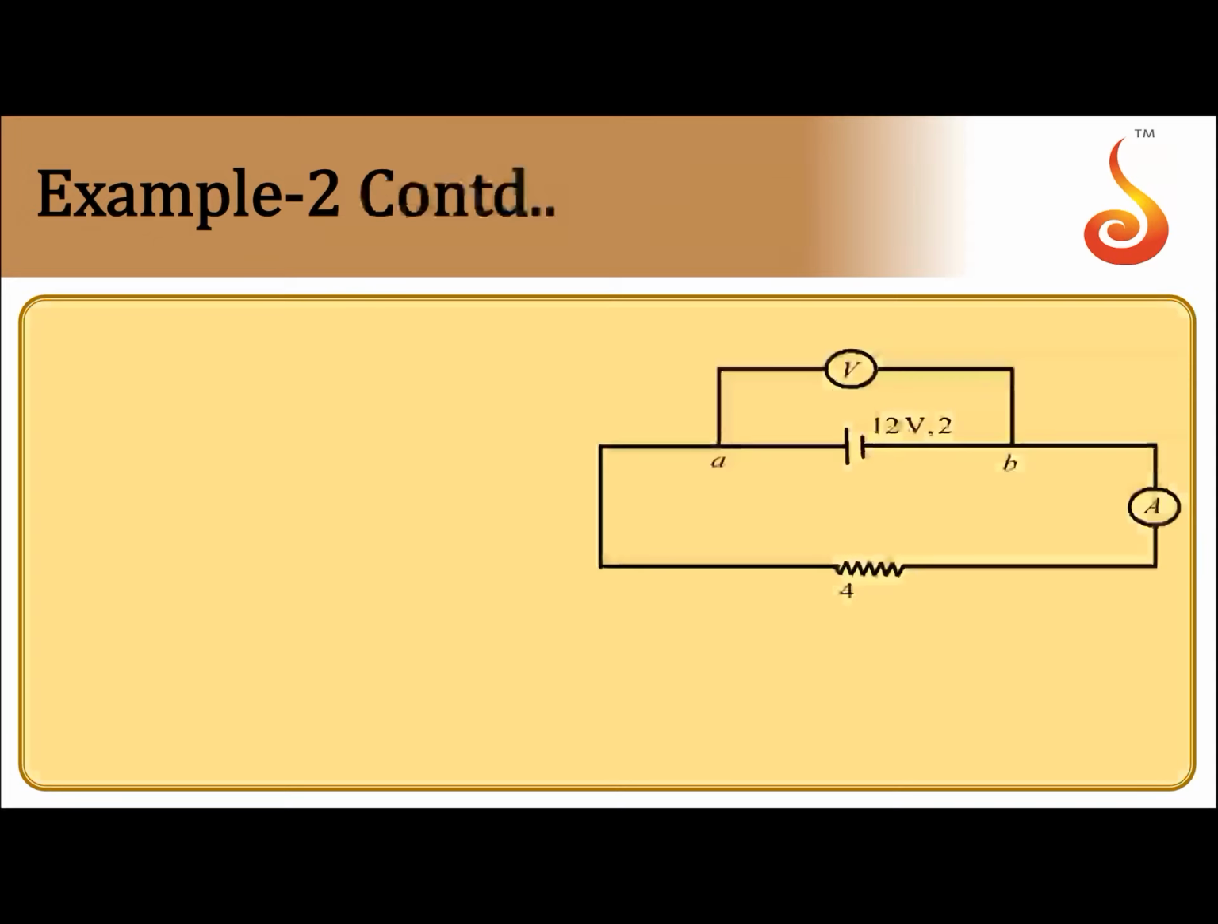So let us consider the first case. This is case 1, where voltmeter is connected across the cell. So this is the ideal ammeter, ideal voltmeter. 4 ohm is the resistance, 12 volt is the EMF, 2 ohm is the internal resistance of the cell. Now the potential difference between A and B is V equal to E minus Ir.